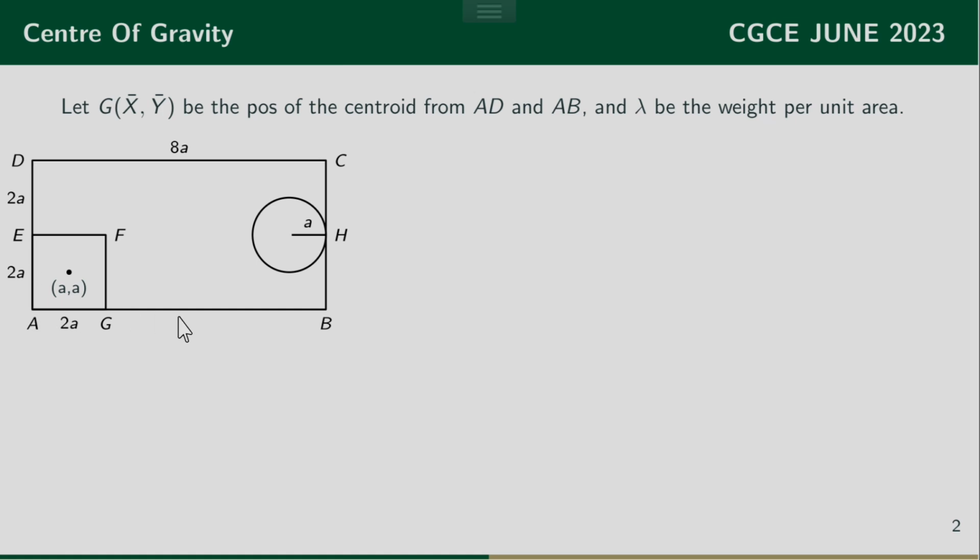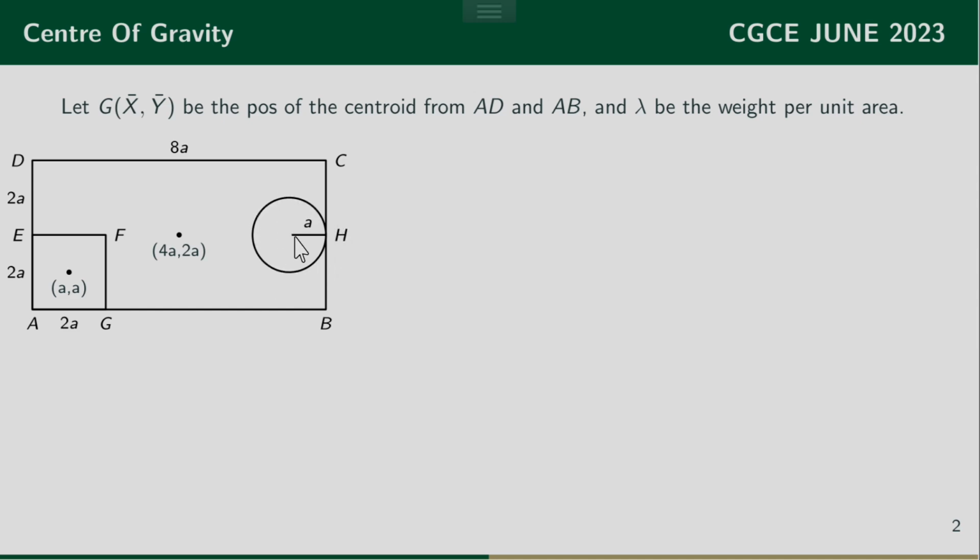Now, the centroid of the rectangle is also at its center. Remember, the rectangle here is the whole rectangle when these shapes have not yet been removed. So, the centroid will be at the center, that is half of the distance 8a and half of the distance 4a. So this is the centroid of the whole rectangle, (4a, 2a), because it's 4a from the side AD and 2a from the side AB. Now let me move on to the last shape, which is the circle.